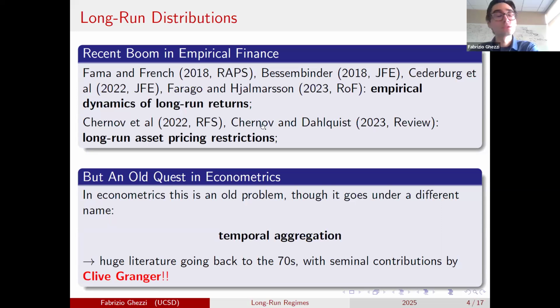And then there is also a more theoretical contribution by Mikhail Chernov at UCLA, where he's looking at asset pricing restrictions. But in econometrics, this is actually a very old question. It just goes under a different name, which is temporal aggregation. And it's actually very good being from UCSD because much of this work was done by Clive Granger. So for us econometricians, it should not be surprising that we have been interested in this problem since much earlier than the empirical finance guys.